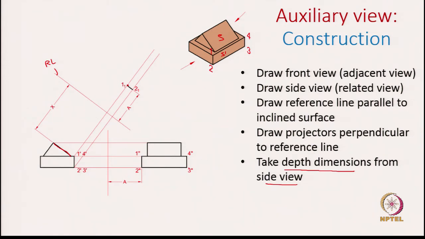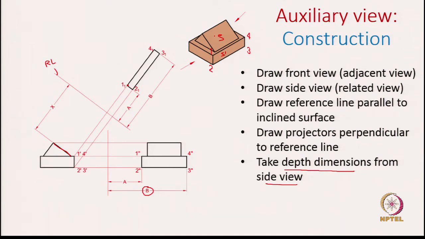Now, let us capture points 3 and 4. How do we capture them? You first measure the depth from the side view. The depth is given by this dimension B, and using B we identify the points 3 and 4. So, once you identify the points 3 and 4, you can now join them, and these points 1, 2, 3, 4 now define this surface S1. So, now we are able to capture this surface S1 in the auxiliary view.